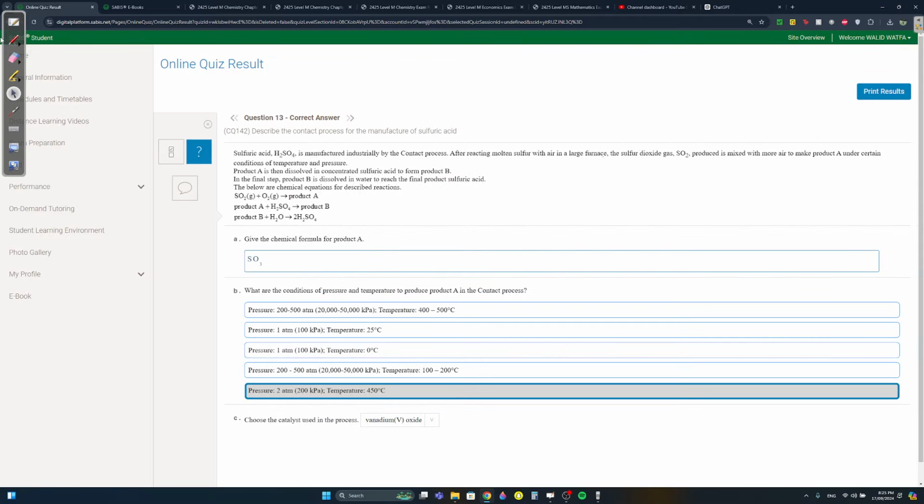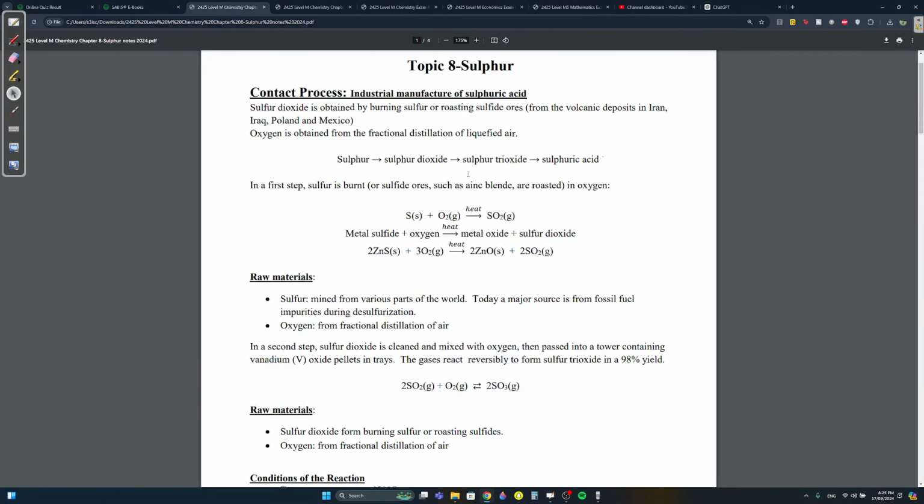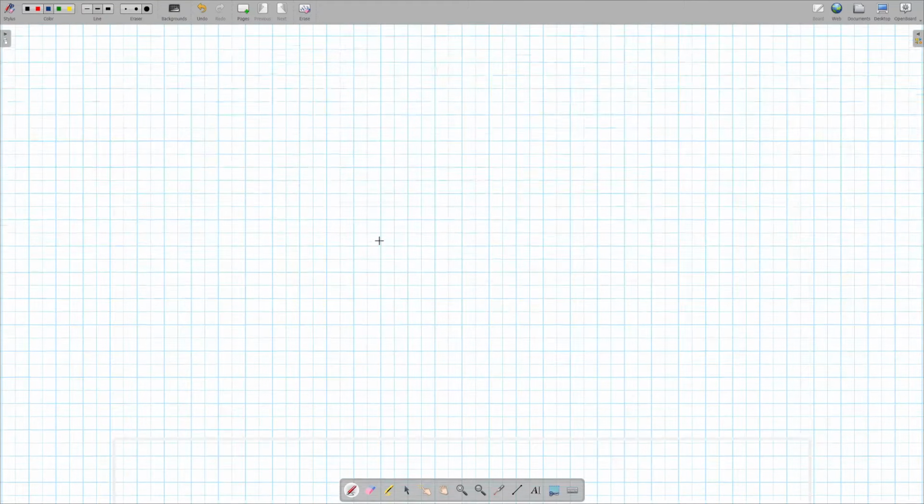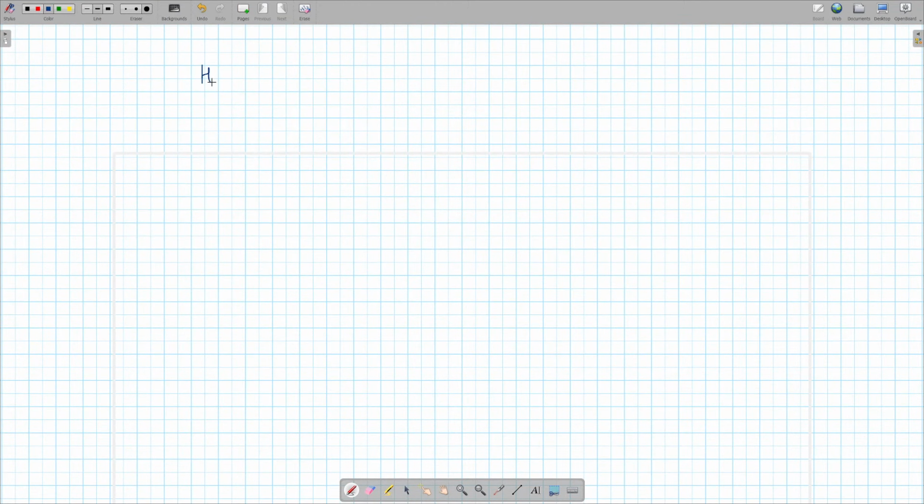Okay, sulfuric acid. I'm going to go over the contact process really quickly. The contact process is the process of making sulfuric acid. How do we get the sulfuric acid? You start by getting SO2. How do we get SO2? We talked about it. We said you burn sulfur in air to get SO2 gas, right?